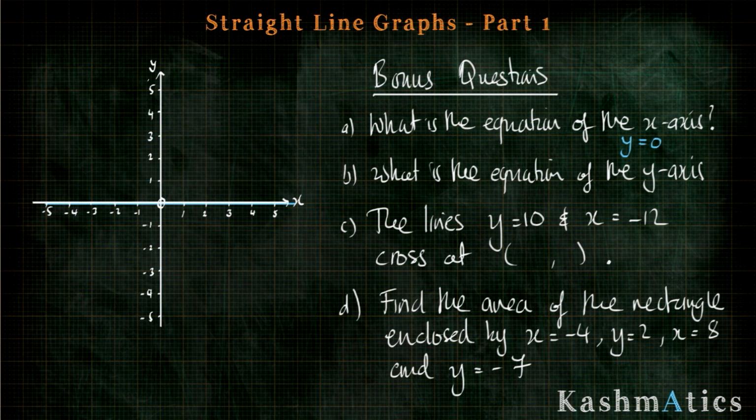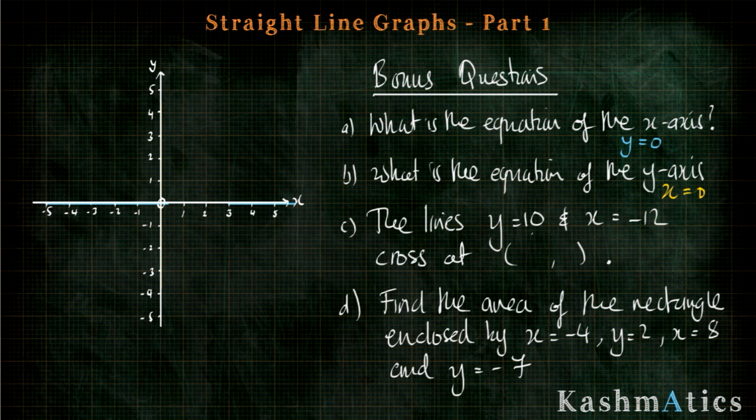Now we can work out the equation of the y-axis similarly. So we've got x equals 2, x equals 1. So this would be x equals 0. So the y-axis would be x equals 0. So let's write that down. X equals 0.